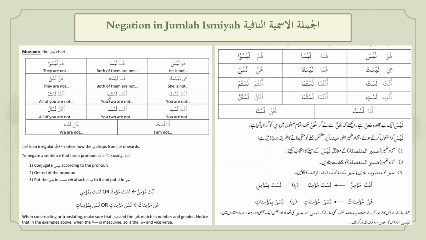Anta lasta, antuma lastuma, antum lastum, anti lasti, antuma lastuma, antunna lastunna, ana lastu, nahnu lasna. Okay, this is an irregular fail, incomplete, like fail naqis, and the ya drops from hunna onwards.